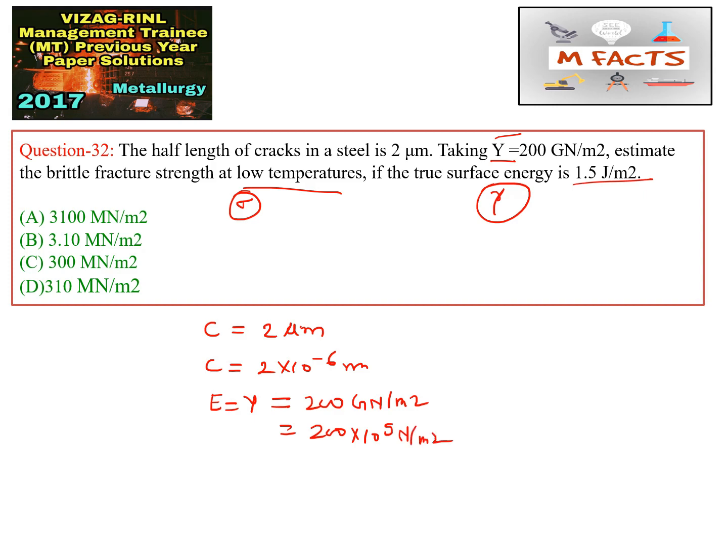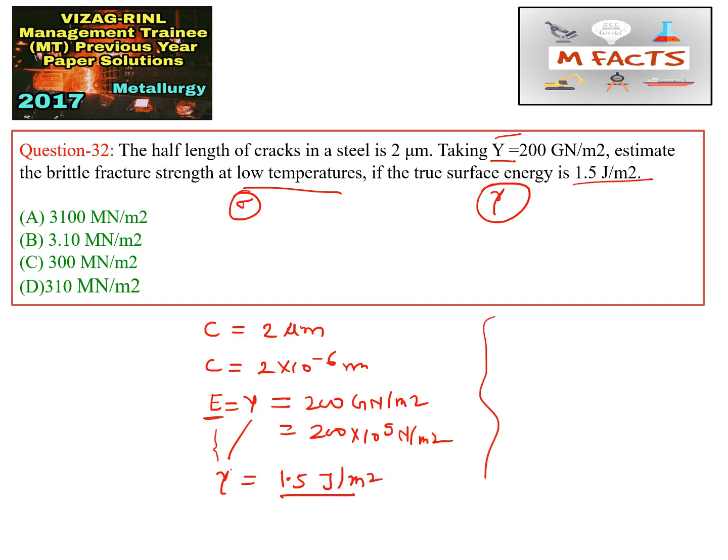First we will do the unit conversion. This gamma value I am writing here as E, because we should not confuse Y and gamma, that is why I am writing E always. This is the terminology problem. So gamma is equal to 1.5 joule per meter square.